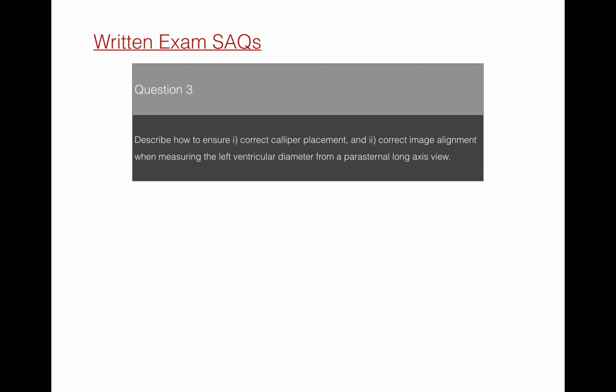In one of the questions, you are asked to describe how 1. correct caliper placement and 2. correct image alignment are made when measuring left ventricular diameter from the parasternal long axis view.